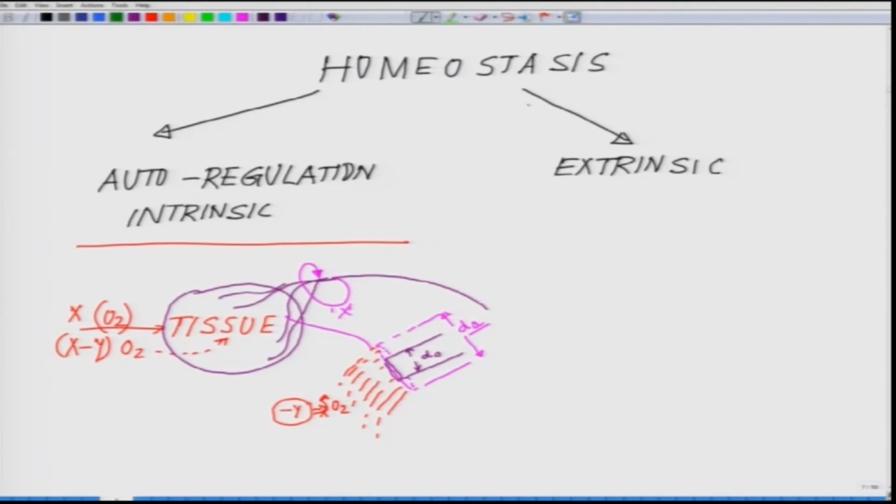Okay. Now, what about the other one? When we talk about the second example, which is the extrinsic situation, extrinsic is a situation which is, mostly, not always true, but just for your initial understanding's sake, under the control of the nervous or the endocrine system.